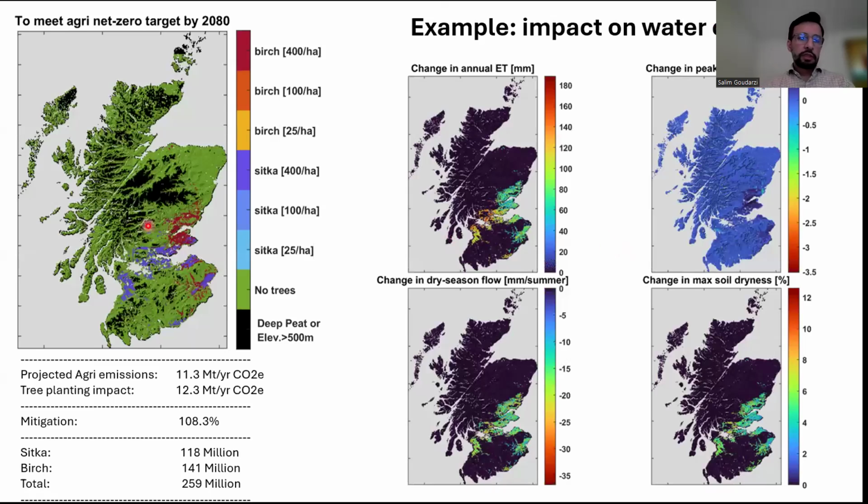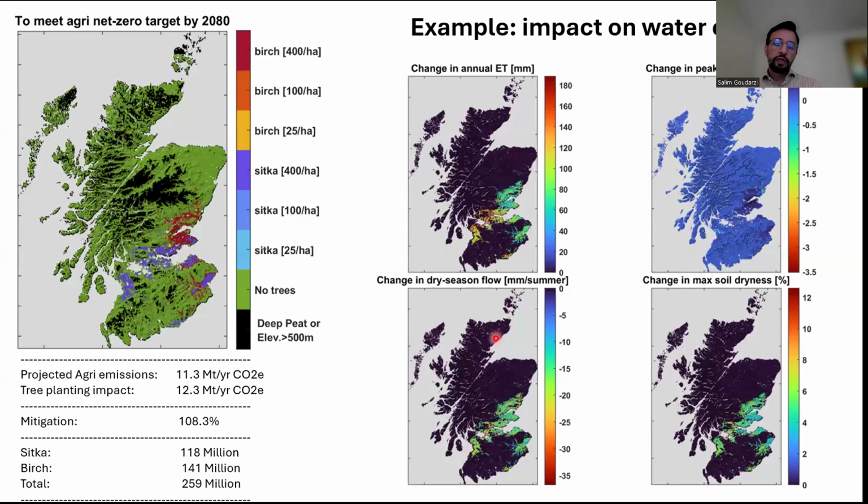But nonetheless, let's say we opted for this design. We said, okay, we want to aim for the 2080 agricultural net zero emission target. Then according to our modeling, this is the scenario you should go for. And if you did that, then from our model, we can also check the impacts of that scenario on water cycling. So here we can see what sort of change we expect in terms of annual evapotranspiration, or changing peak flow, which might have implications in some areas for flooding if that's important, or changing dry season flow.